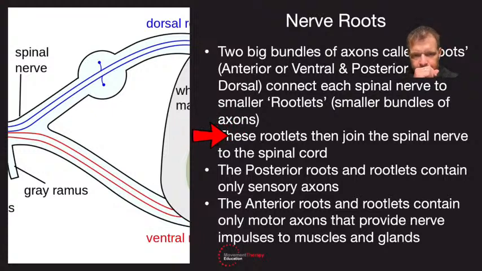Okay, so these little rootlets that come in here and here, the motor and sensory rootlets, join the spinal nerve to the spinal cord. The posterior roots and rootlets contain sensory axons, so that's the blue bit, and the anterior roots and rootlets contain motor axons. They provide nerve impulses to muscles, glands, anything that contracts, basically, or needs some kind of motor input. So that's the kind of structure around that region there.